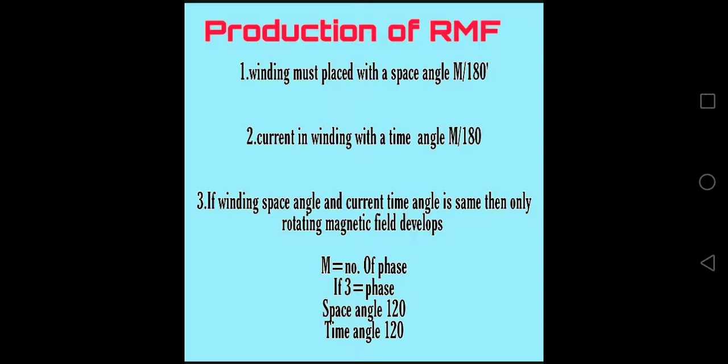Then the space angle is 120 and the current time angle is 3 by 360, so the time angle will be 120 degrees. In the above formulas 1 and 2, the formula was written mistakenly as m by 180, but the correct one is m by 360 degrees, and the second condition is also m by 360. If m is 3, then 3 by 360 equals 120. The space angle and time angle are the same.